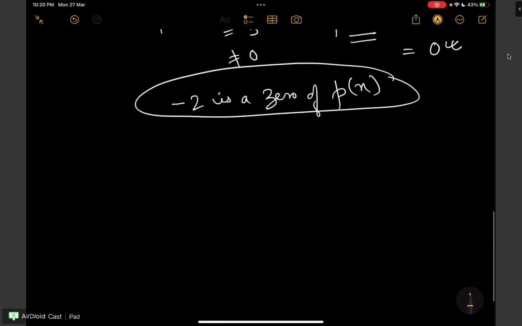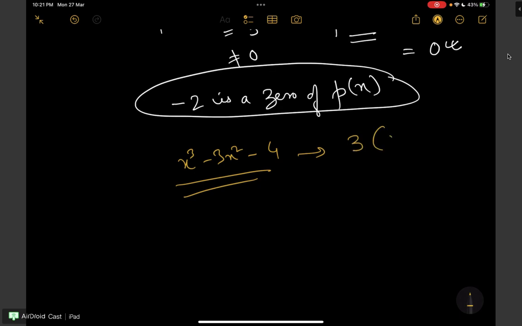Okay, so if I take a cubic polynomial, let's say x cube minus 3x square minus 4. Now, what is the degree of this polynomial? The degree of this polynomial is 3. Therefore, it is a cubic polynomial. So, the number of zeros is 3 in this case. Alright. So, I hope you have got a brief idea on zeros of a polynomial. We will do more examples, then it will be much clearer to you. Today, I am just focusing on the concept.